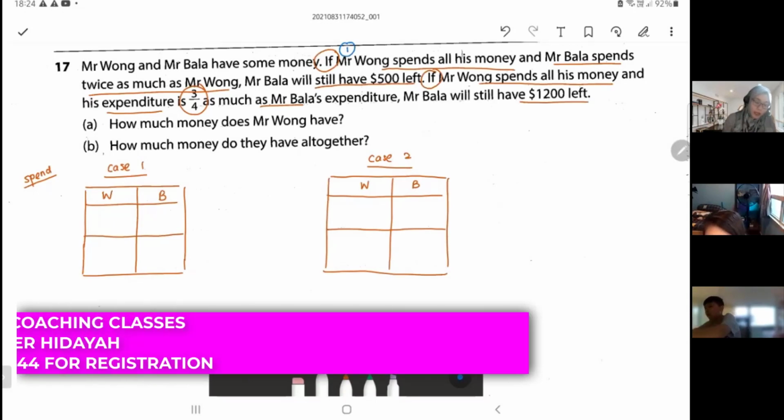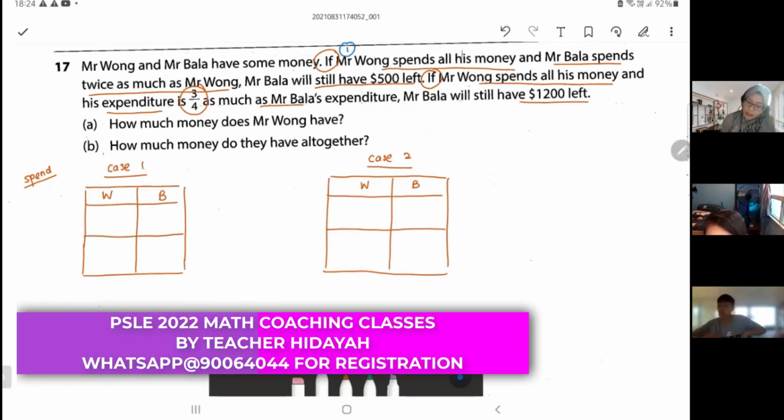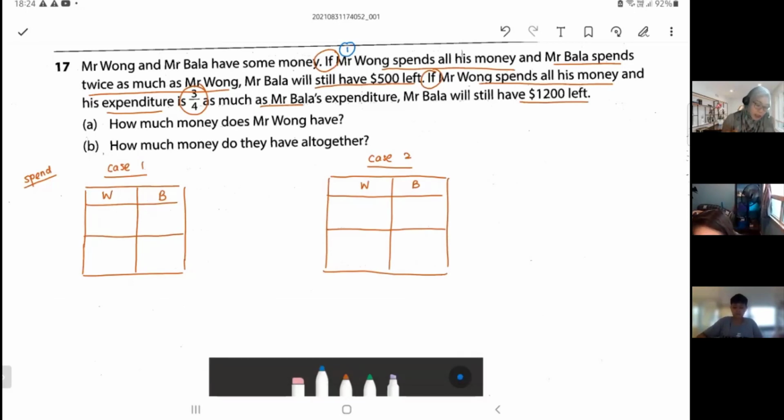Mr. Wong spends all his money and Mr. Bala spent twice as much as Mr. Wong. So Mr. Bala is 2 units, Mr. Wong 1 unit from that sentence. Okay? Then for case 2, Mr. Wong spends all his money and his expenditure is, so 3 units, 4 units.